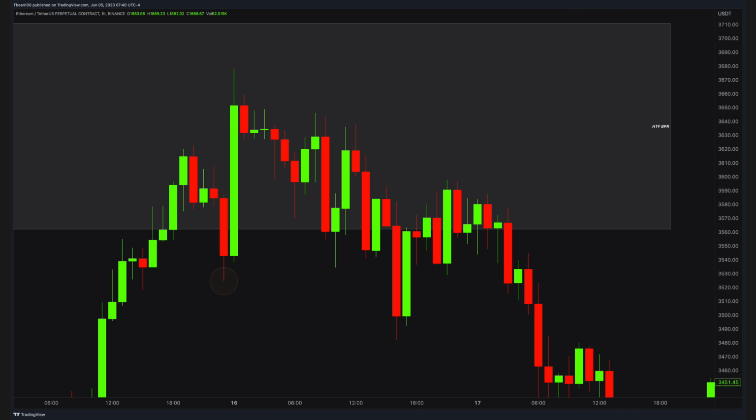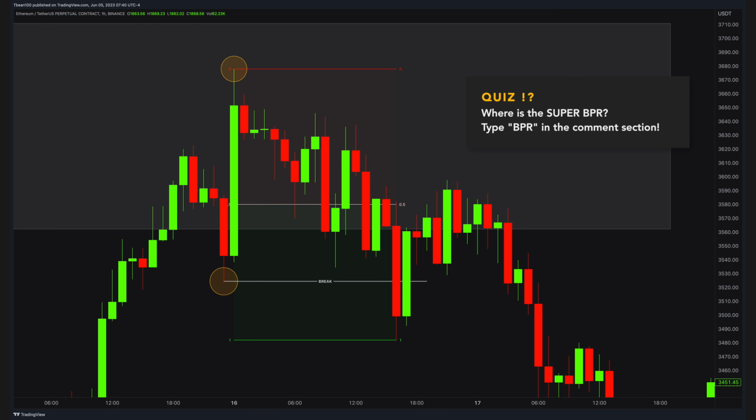You can easily spot the market structure and how the price shifts here, getting help from my premium and discount zone tool. Now, here is the quiz for you. If you can find the Super BPR in this chart, type BPR in the comment section. I'm waiting.